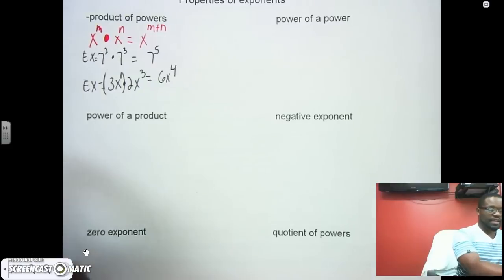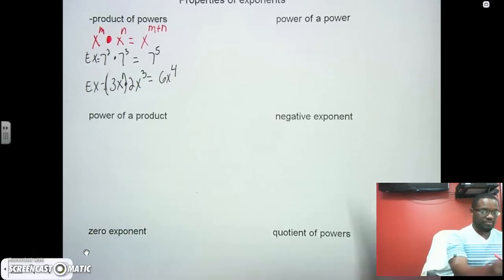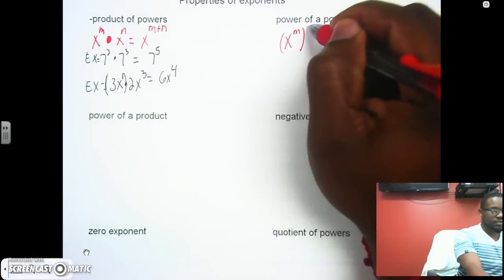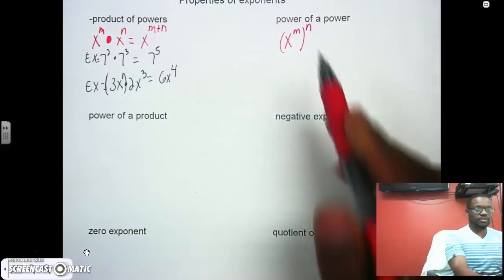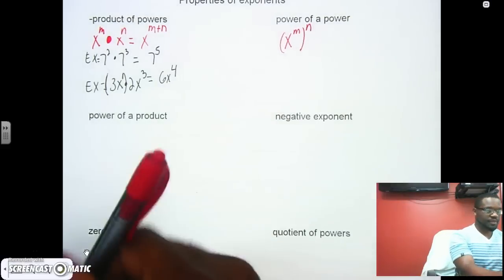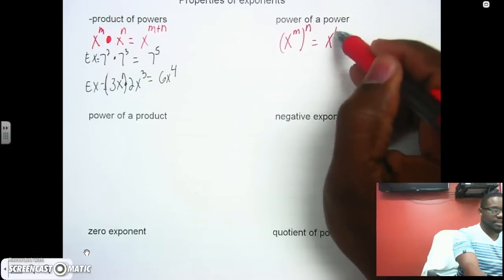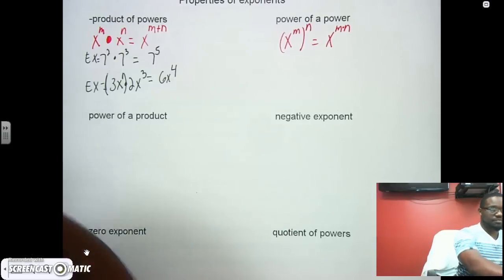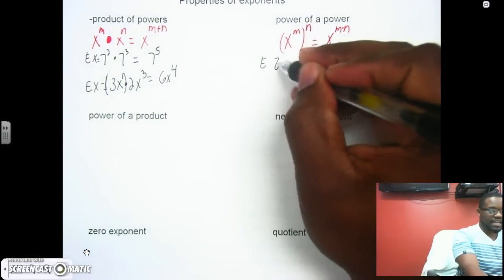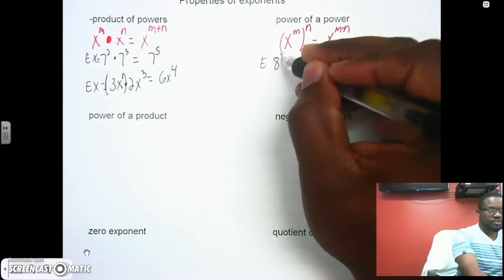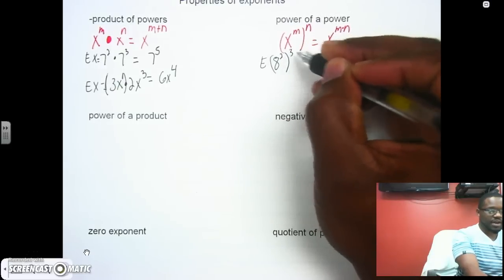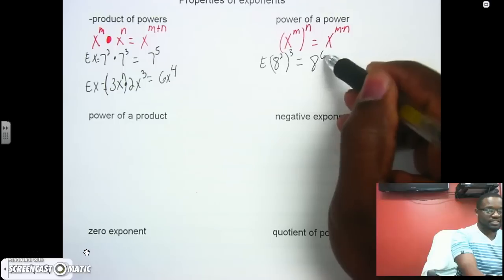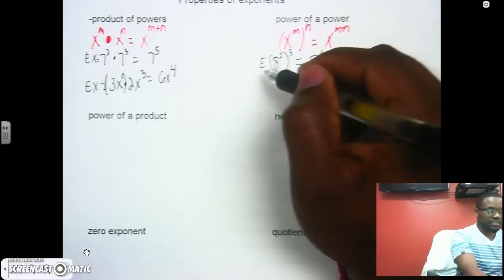Alright? The next property is a power to a power. If you have something with an exponent raised to another exponent, notice you have two exponents there, m and n, that equals x to the mn, which means multiply there. Alright, an example of a problem like that would be if I had 8 squared to the third power. 8 squared raised to the third power is not 8 to the fifth, but 8 to the sixth, because you multiply in a situation like that.